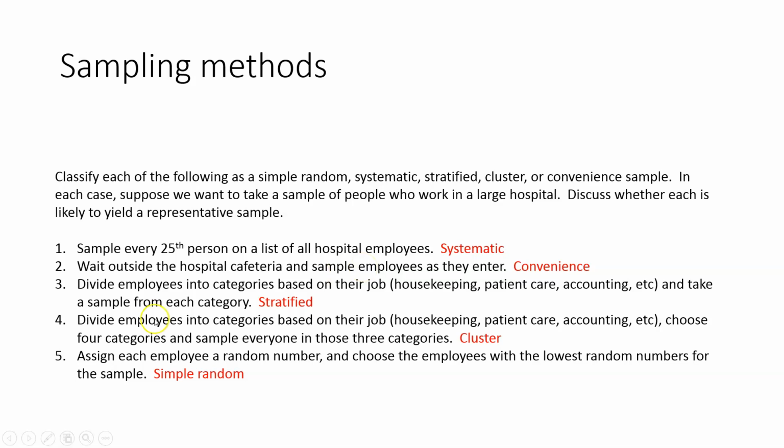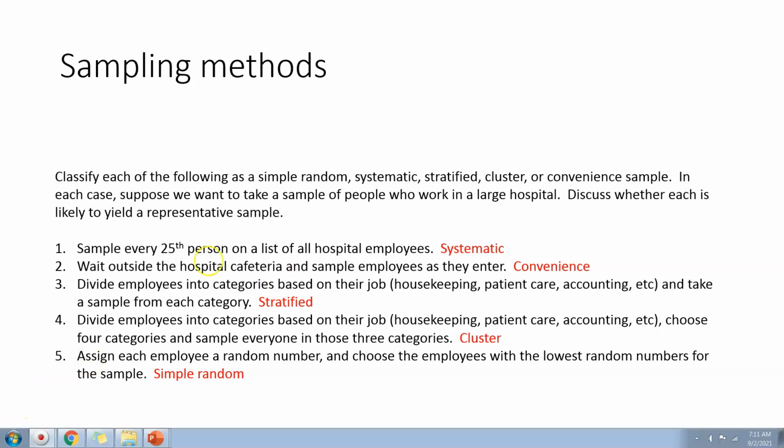This one, dividing employees into categories and taking a sample from each one of those, that's stratified. So we're taking a sample from each one of those. With cluster sampling, we're dividing into categories again, but this time, for 4 of those categories, we're sampling everybody. And finally, with this 5th one, we're using the random number generator. That's a simple random sample.